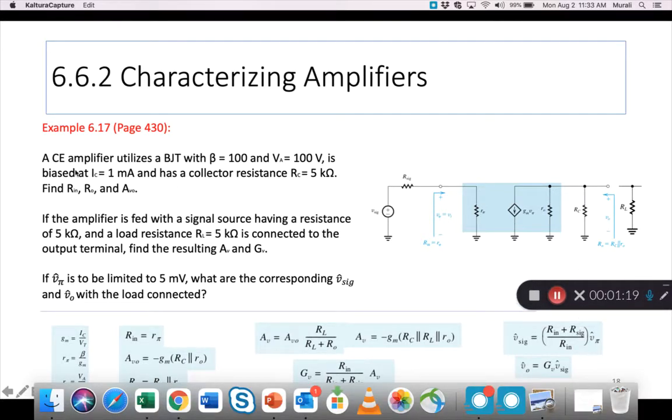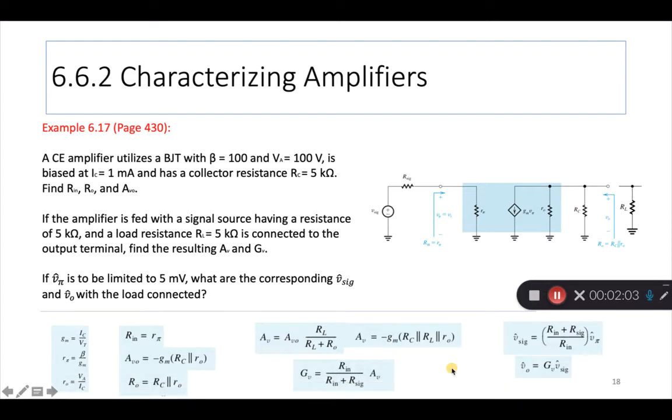problem is. So it's a CE amplifier, basic CE amplifier, the BJT with beta equals 100, and the Early voltage VA is also given. It is biased at 1 milliamp. That means the IC, the DC biasing current through the collector, is 1 milliamp, and it has a collector resistance of 5 kilo ohms, RC, in the collector circuit, right? So you have to find the three main important amplifier parameters, which is the input resistance, the output resistance, and the open circuit gain.